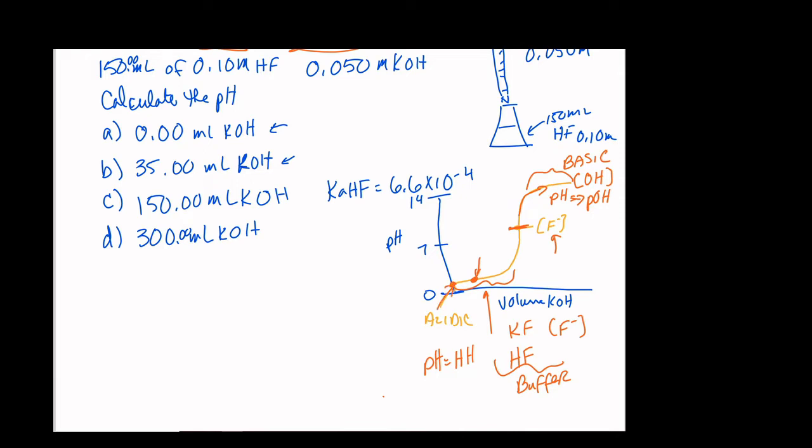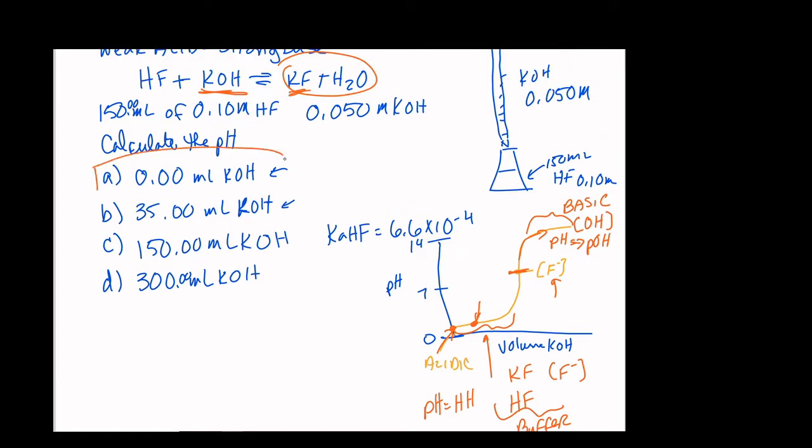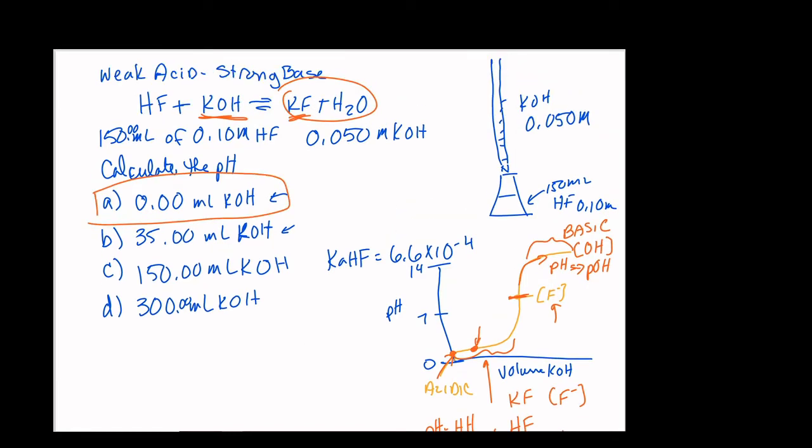When we first begin, we haven't added any potassium hydroxide. And so we're going to have to calculate the pH from an equilibrium of the dissociation of the HF in water. So this will be just the pH is calculated by the dissociation of the HF. In this region, we're going to have a buffer, and the pH will be calculated by the concentration of the buffer, and we can use the Henderson-Hasselbalch equation.